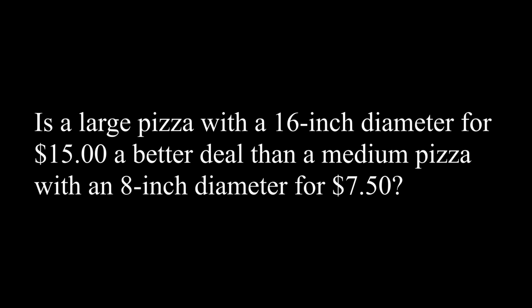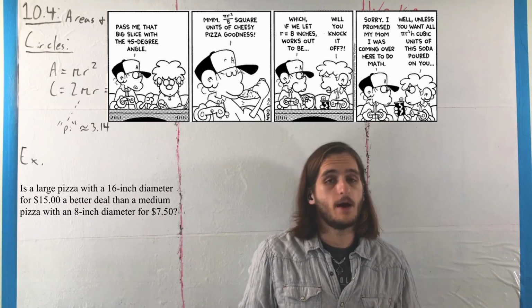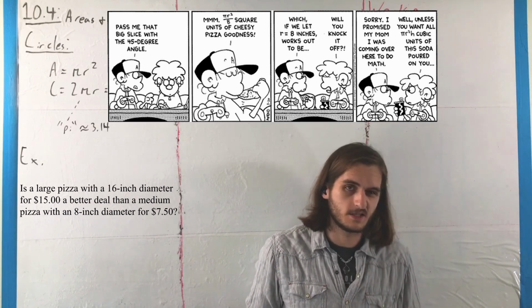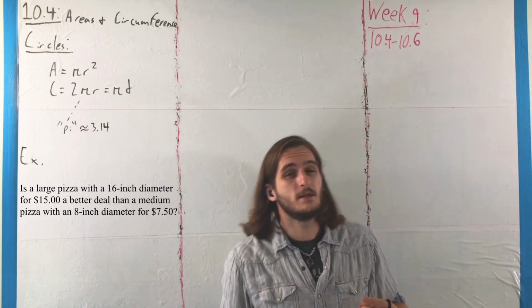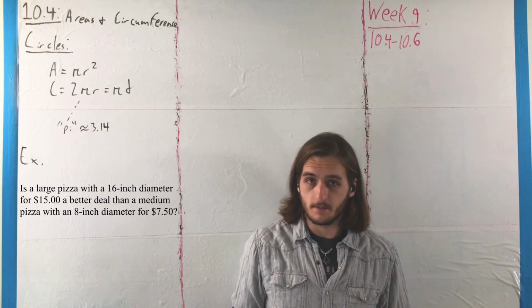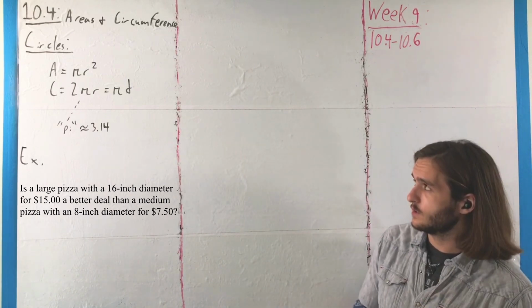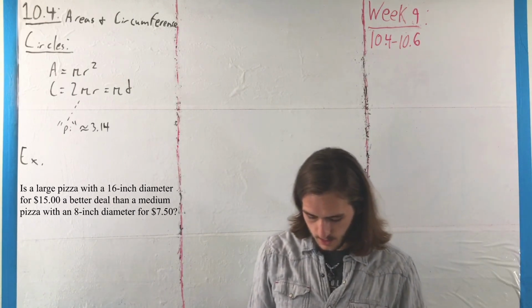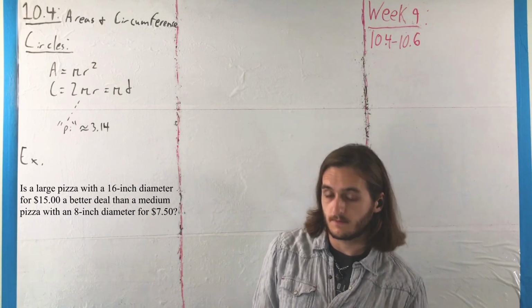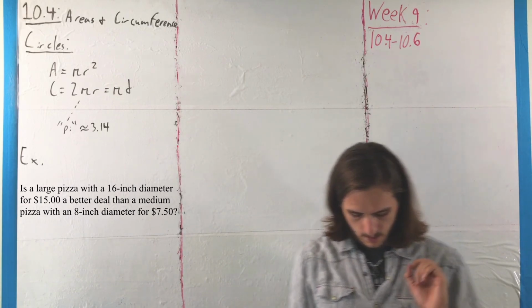So for this, we have the question: is a large pizza with a 16-inch diameter for $15 a better deal than a medium pizza with an 8-inch diameter for $7.50? So, it's a bit of a problem-solving applied example here. Like I said, circles tend to be pretty natural shapes. They describe a lot of very well-known quantities, a lot of things that we and others might be particularly interested in. So, when we are dealing with these, we have to think in terms of our areas and circumferences, and in particular, we want to think here in terms of the price per square inch.